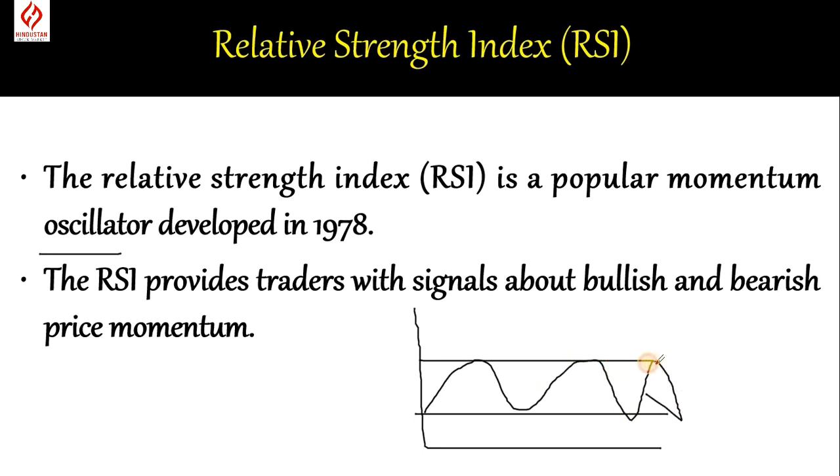See, RSI is also a line graph which moves between these two extremes, right? So let's say this is 70 and this is 30. RSI moves between these two extremes, the 70 reference level and the 30 reference level. It will give you a buy or sell signal because it tells you whether the market is in a bullish or bearish movement. Based on that, a trader can take a buy or sell decision. In the coming slides I will explain how to read this RSI indicator and how we get buy or sell signals from it, right?